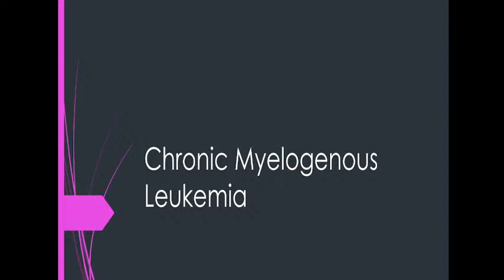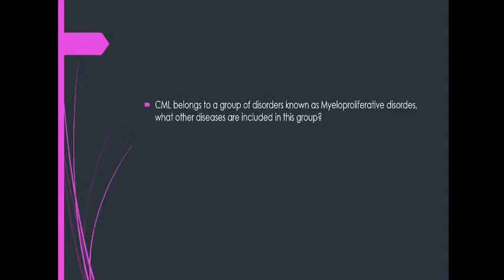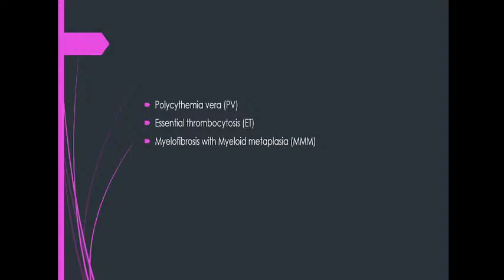Chronic myelogenous leukemia belongs to a group of disorders known as myeloproliferative disorders. What diseases are included in this group? Ayan na yung mga tinatanong ko. Madami siya actually, pero sinabi na ni Charis yung isa kanina, refractory anemia. So, let's add polycythemia vera, essential thrombocytosis, and myelofibrosis with myeloid metaplasia.